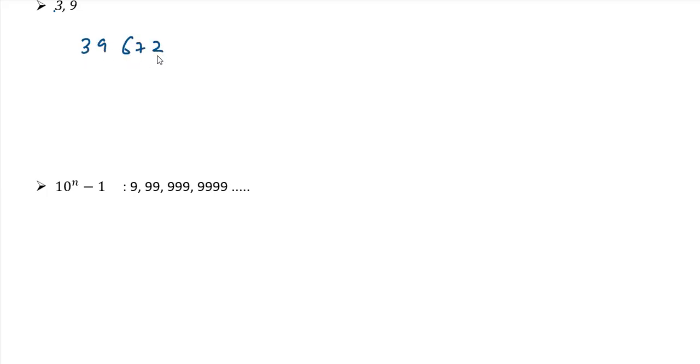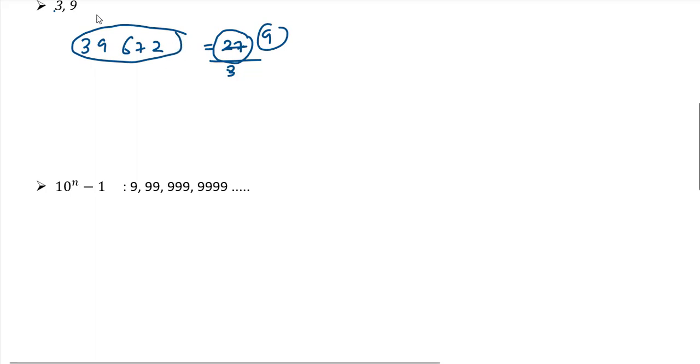If we consider this number 39672, we'll take the digital sum. So what will be the digital sum? It will be 3 plus 9, which is 12, plus 6, which will be 18, 18 plus 7, 25 plus 2, which will come out to be 27. So 27 is the digital sum. Now since the digital sum is divisible by 3, we can say that this entire number is divisible by 3. The similar concept is applicable for 9 as well.